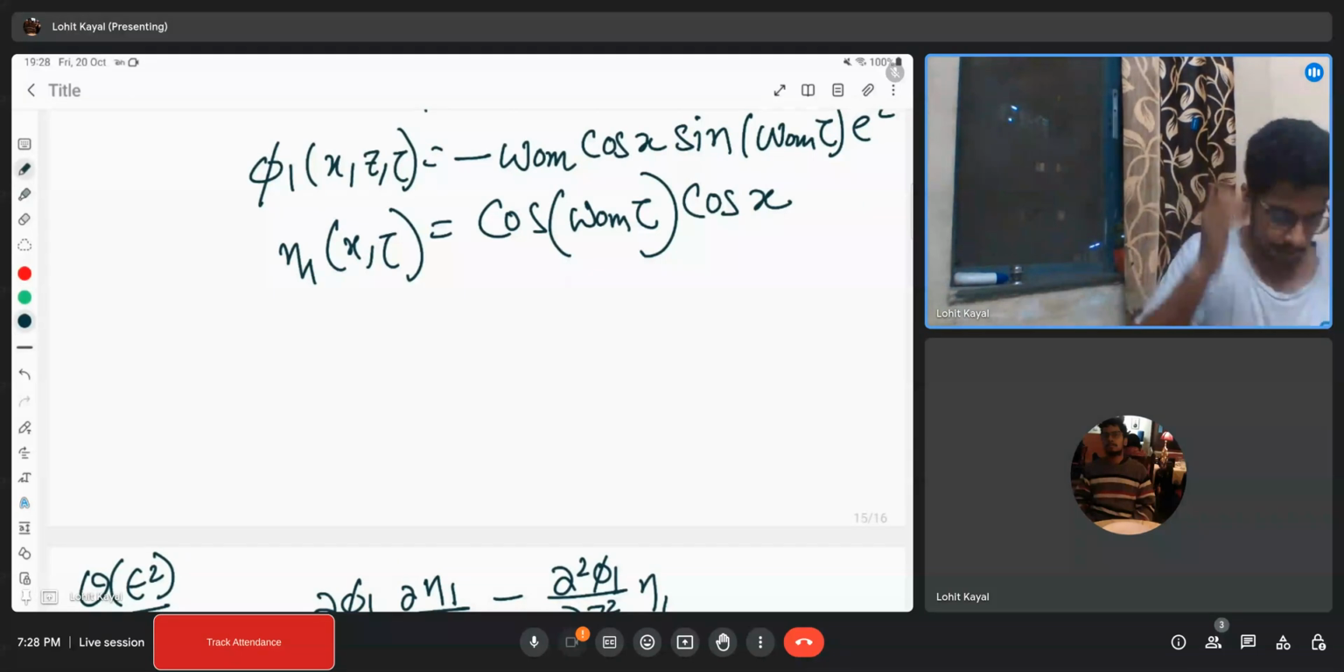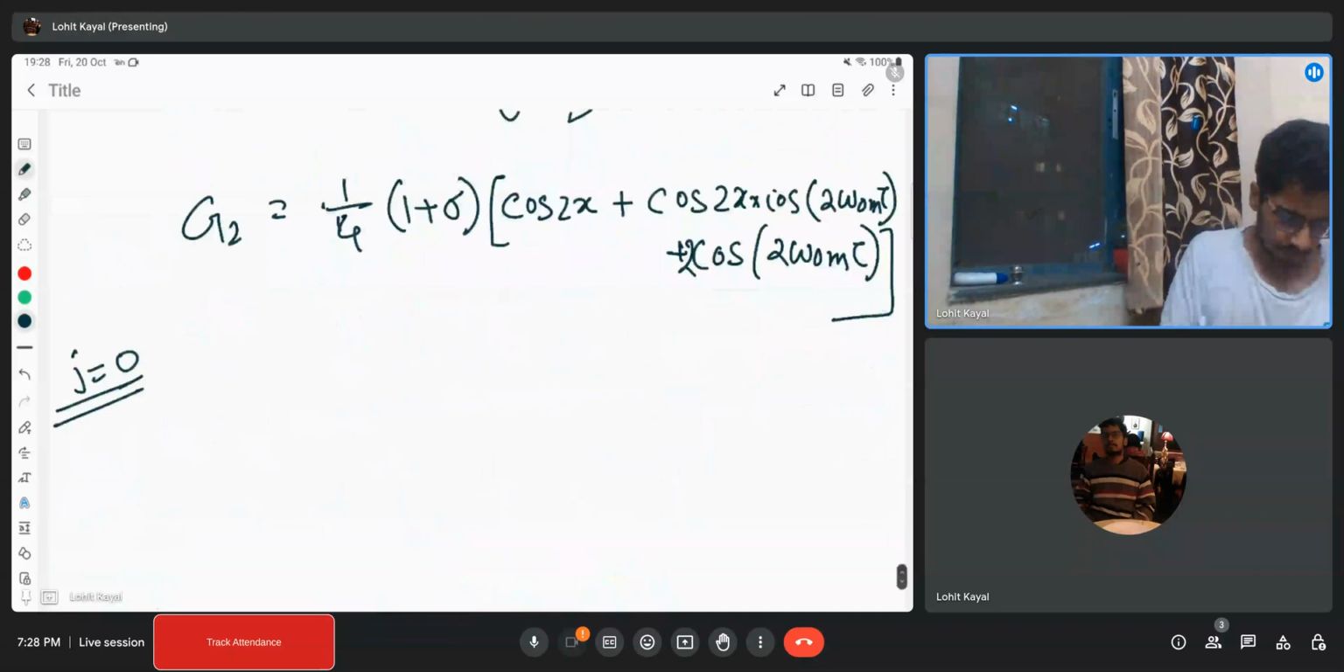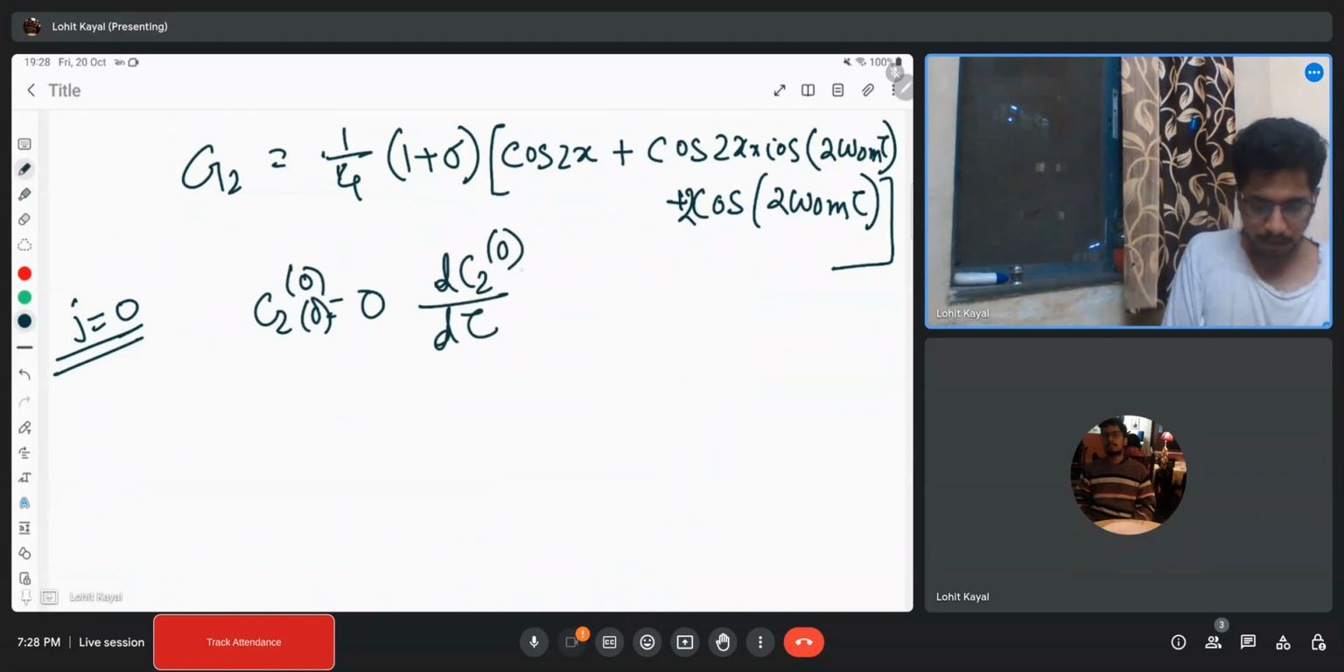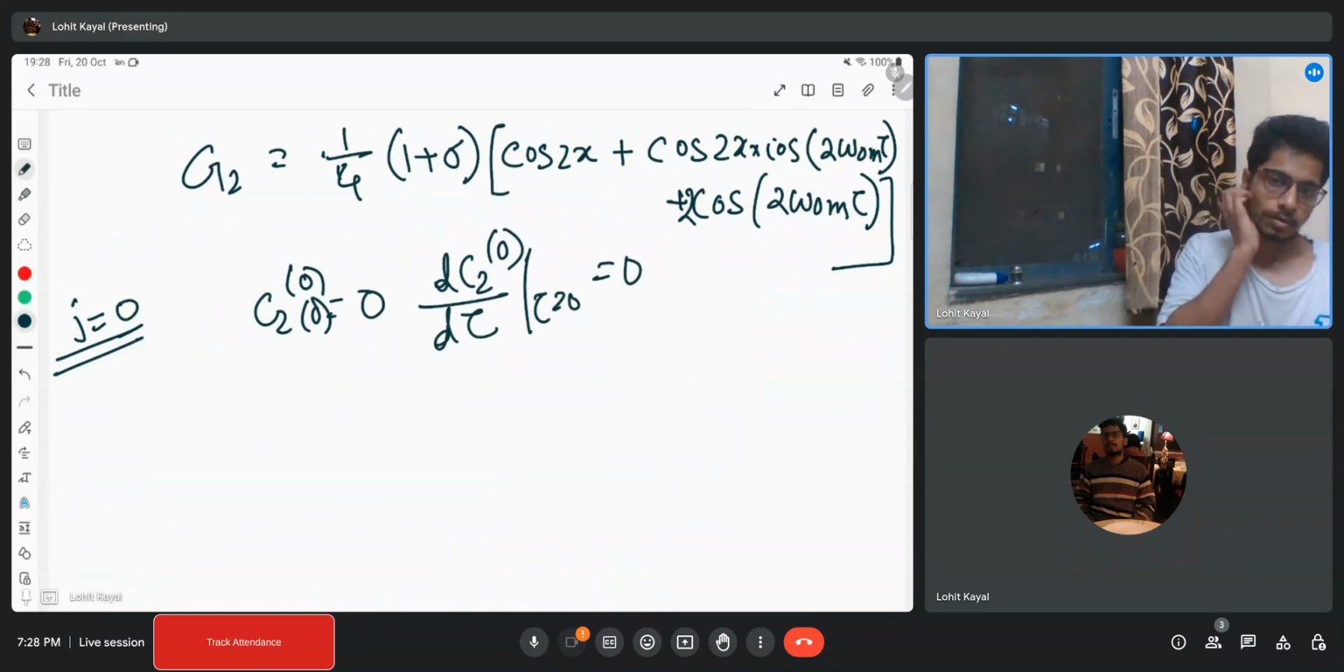We see that here for j equal to 0, for second order, your c20 is equal to 0 and dc20 d tau at tau equal to 0 is equal to 0. Okay.